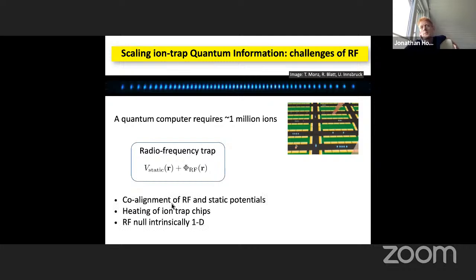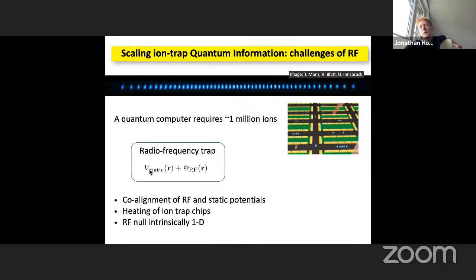There are multiple challenges. One, if you came to my lab or anyone else's lab, you would find that the static potentials in a Paul trap vary strongly. They produce the harmonic confinement. But the RF potential is also producing strong harmonic confinement. That's how we confine the ions. These two things are both microscopic potentials, but they have to be co-aligned with each other.